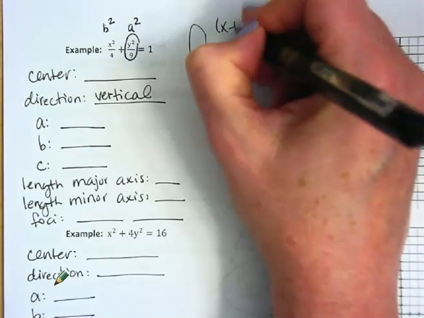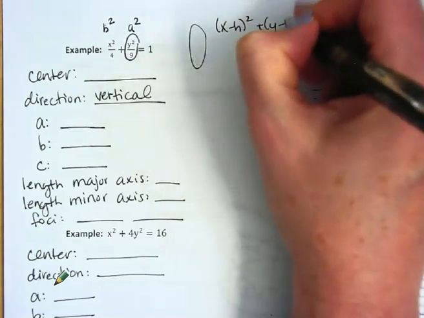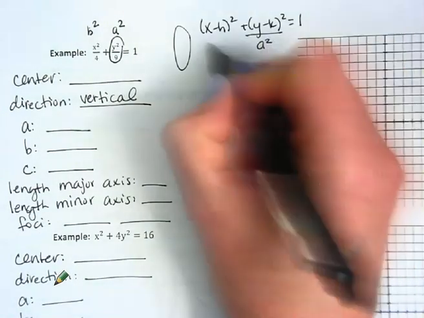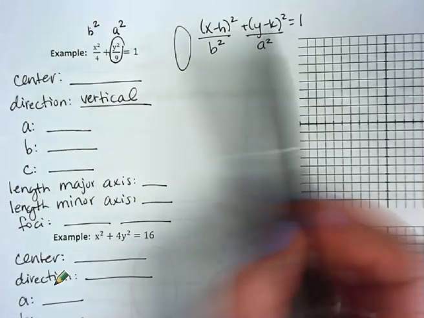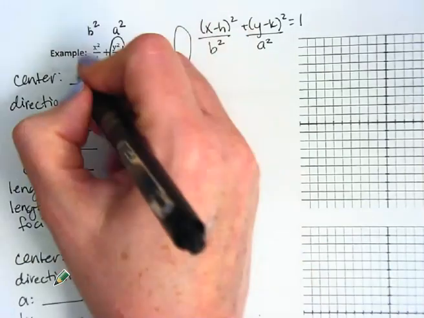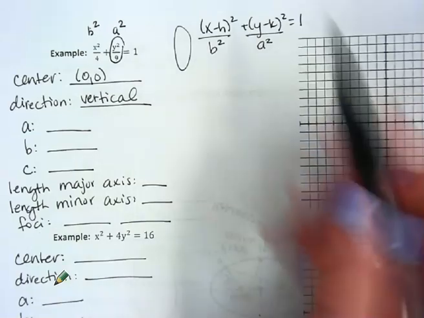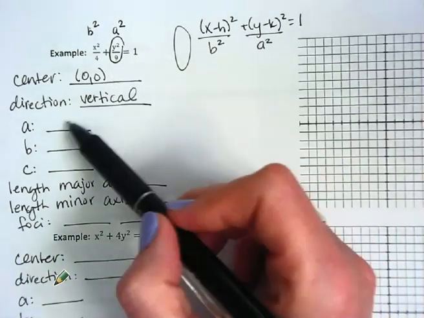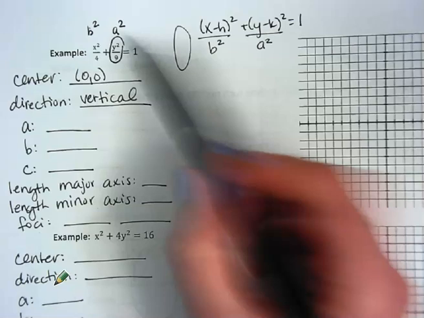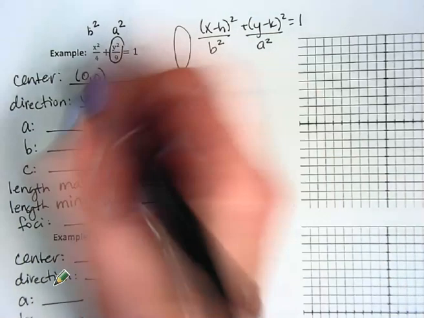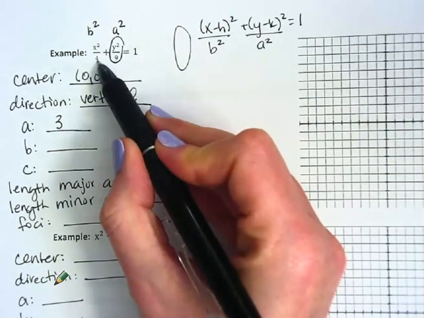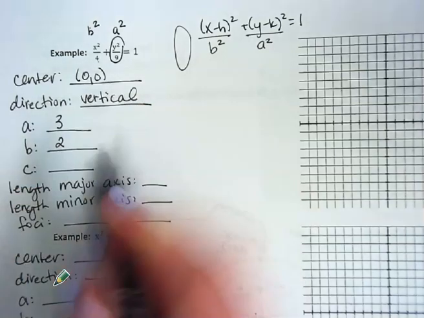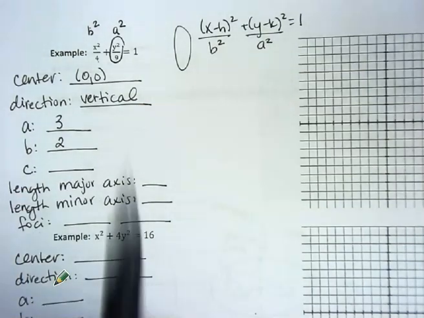And then here is my standard form equation with a squared under y and b squared under x. So we can see that our center is our h, k, and there is no h, k, so we know it's 0, 0. A squared is 9, so to get my a value, I just take the square root of a squared. So the square root of 9 is 3, and then b is the square root of my other denominator, which is 2. C we'll figure out here in just a minute.